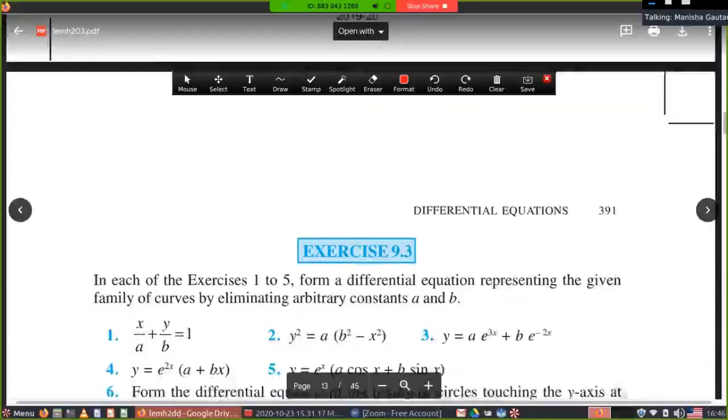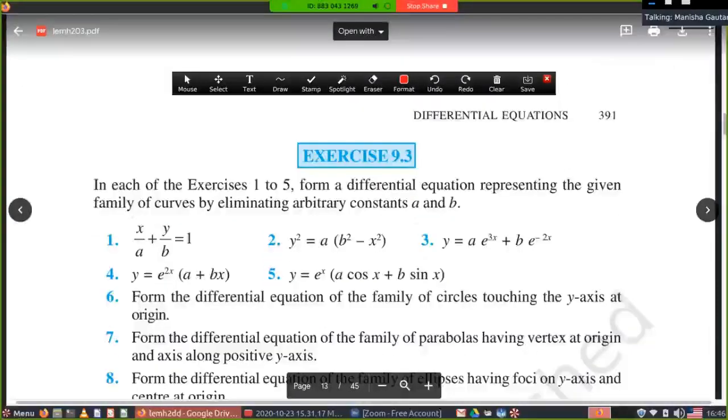Now here is exercise 9.3. Now do the questions of exercises 9.1, 9.2 and 9.3. After doing these exercises, we will do exercise 9.4, in which we will do solution of differential equations by using 2 methods. First method, the variable separable method. Second is the method for homogeneous equations. These 2 types of solutions we will do in the next video.